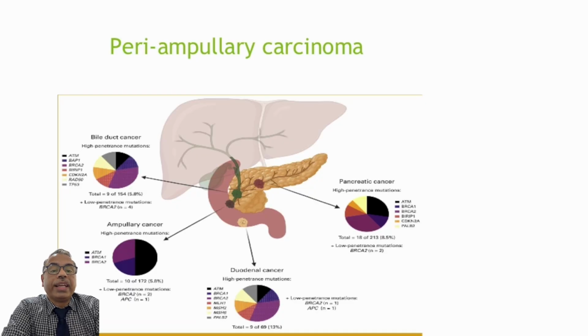Following CA head of pancreas, the next common periampullary carcinoma is carcinoma of terminal bile duct, the cholangiocarcinoma, which occurs near the insertion of common bile duct into the ampulla.